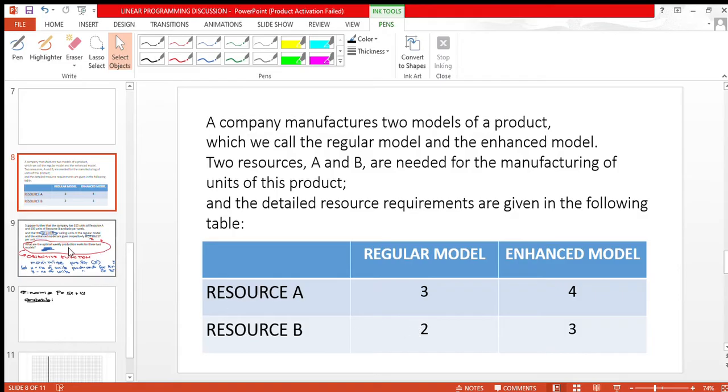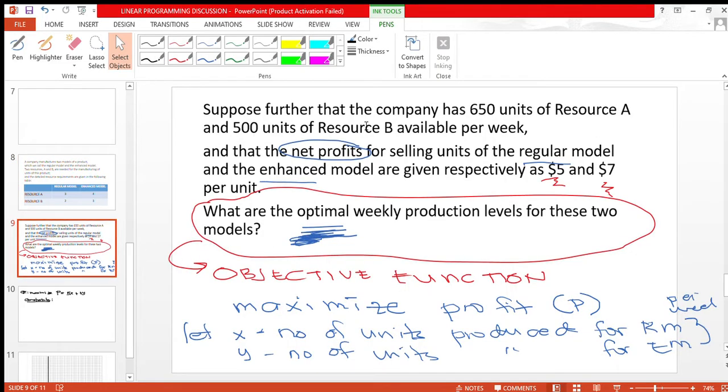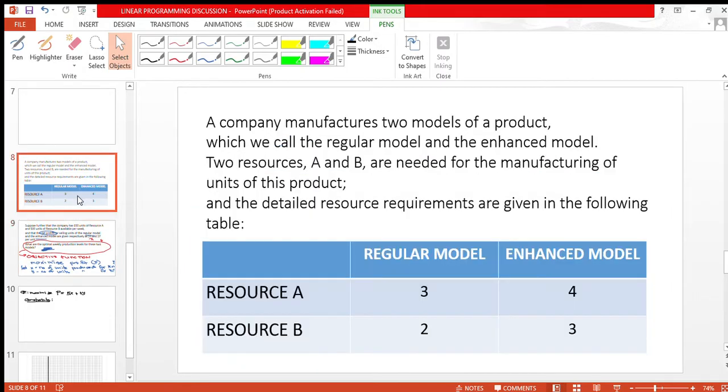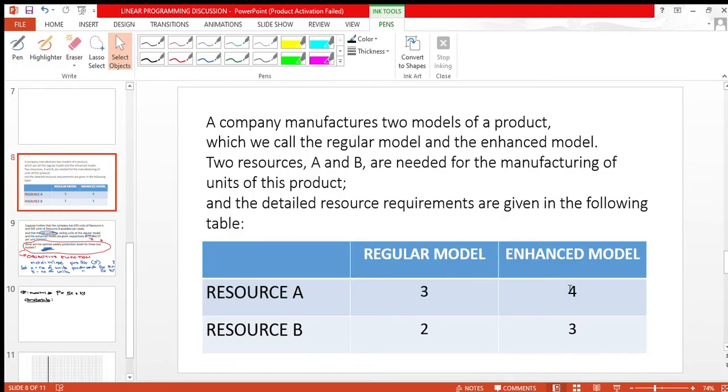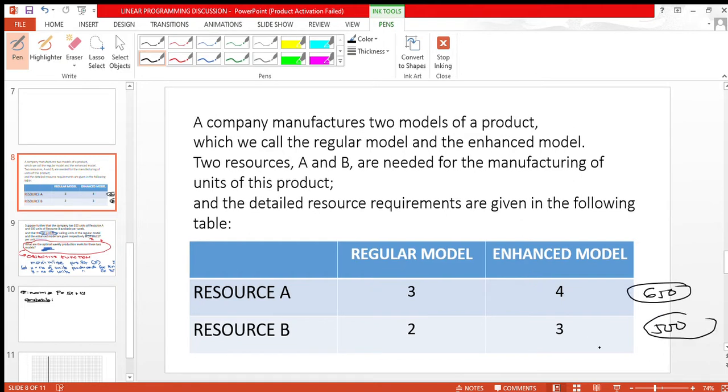So what else do we know? The company only has 650 units of resource A and 500 units of resource B available per week. How many are available for resource A per week? 650, and then 500 for resource B. So per week we have 650 units available for resource A and 500 units available for resource B.